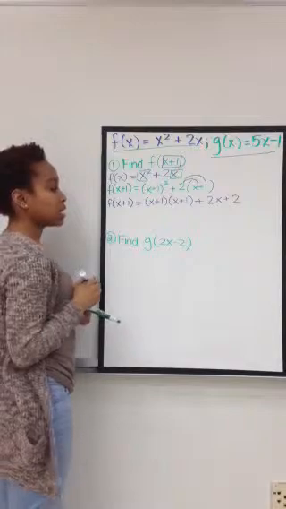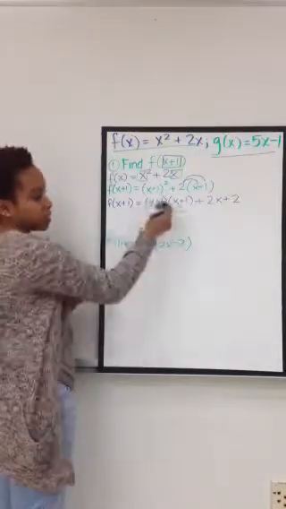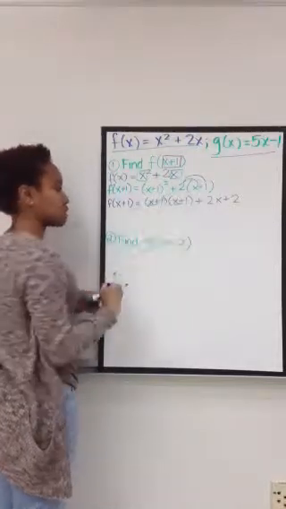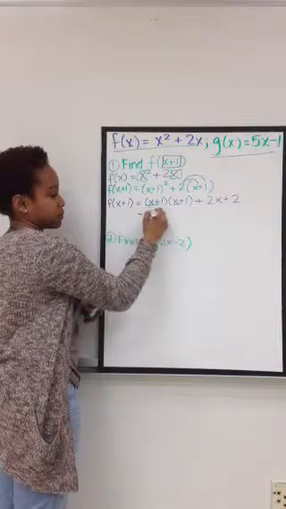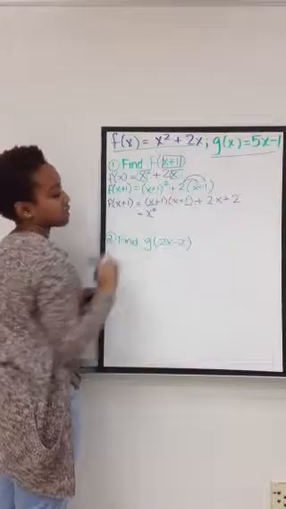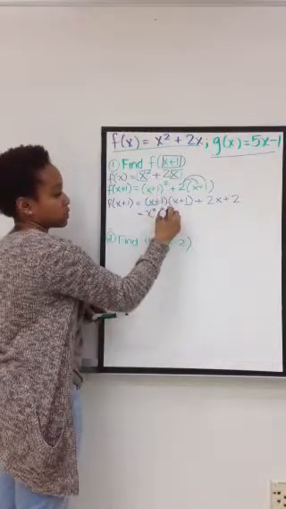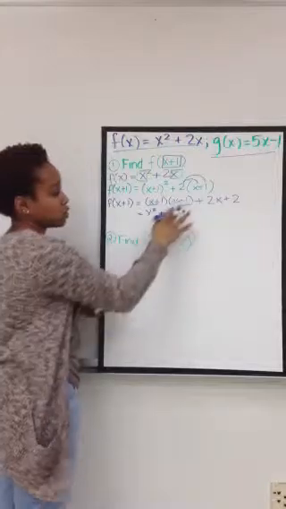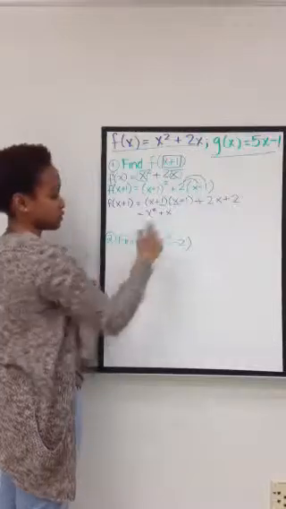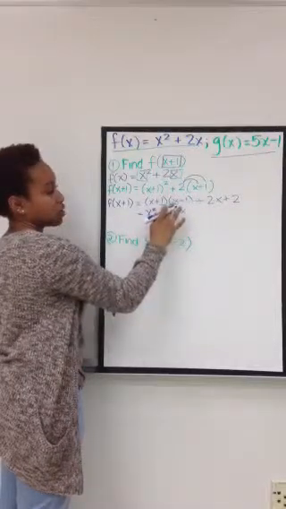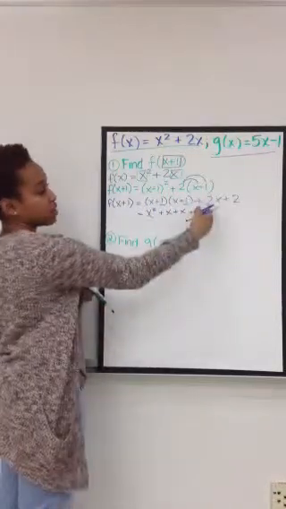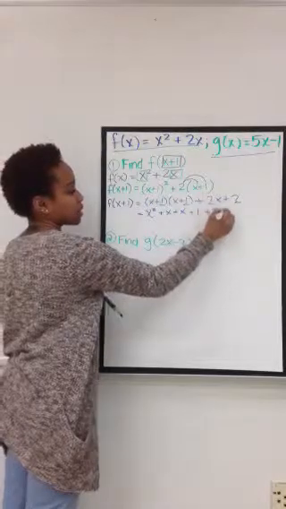Okay, now the last thing, well not the last thing, I need to expand this by using FOIL, okay? So you have to do your first, which is x times x, which gives you x squared. Then you do your outer, which is that x times that 1, which gives you 1x. Then you do your inner, which also gives you positive x. Then you do your last, 1 times 1, which gives you 1. Okay? Then you just bring down the rest, which is plus 2x plus 2.